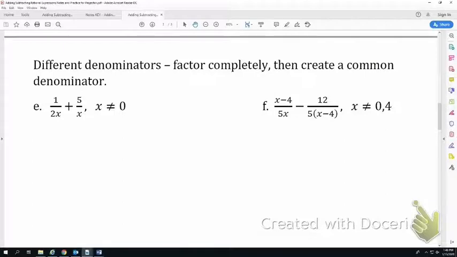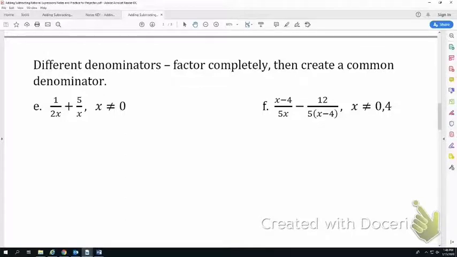Okay, so again, you've got different denominators. So the first thing you'll need to do is check to see if you can factor. Anything you can factor, you need to factor. Then create a common denominator. So, looking at this first problem, I'm going to try to show you a method in identifying the common denominator. Hopefully it will help you, and hopefully it won't mess you up anymore.